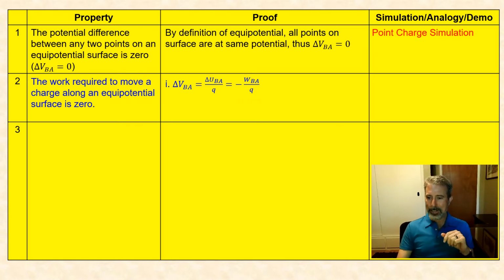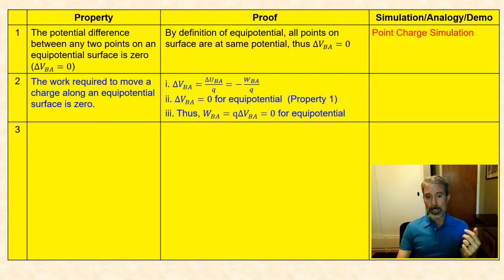Well, when you look at that definition, we know that the electric potential difference between any 2 points on an equipotential surface is 0. That's property 1, which therefore tells us that the only way that can be true, if delta V_BA is 0 for a charge, is if the work is 0. So here, it's important to know that you can move a charge along an equipotential surface virtually for free. It takes no work to do so.